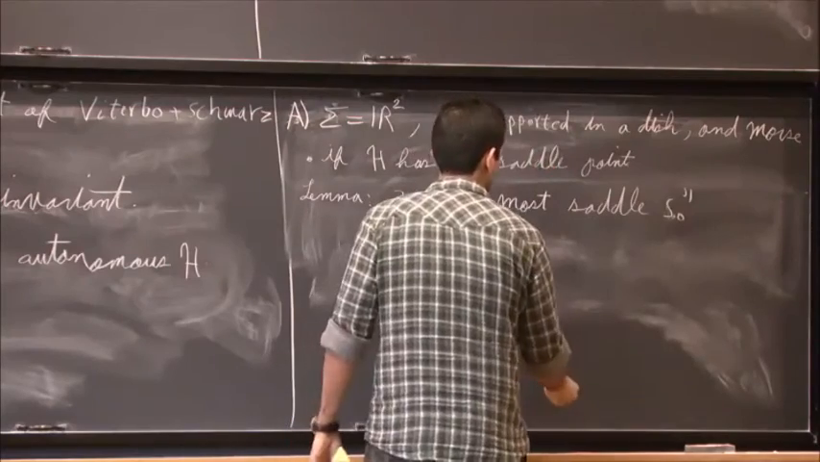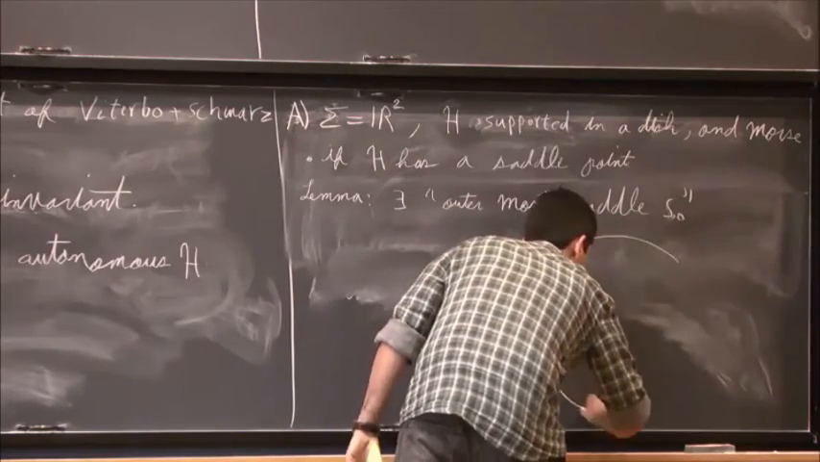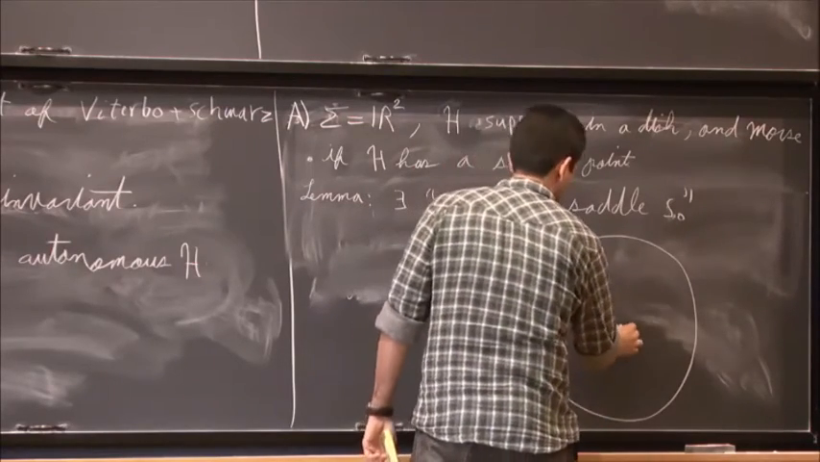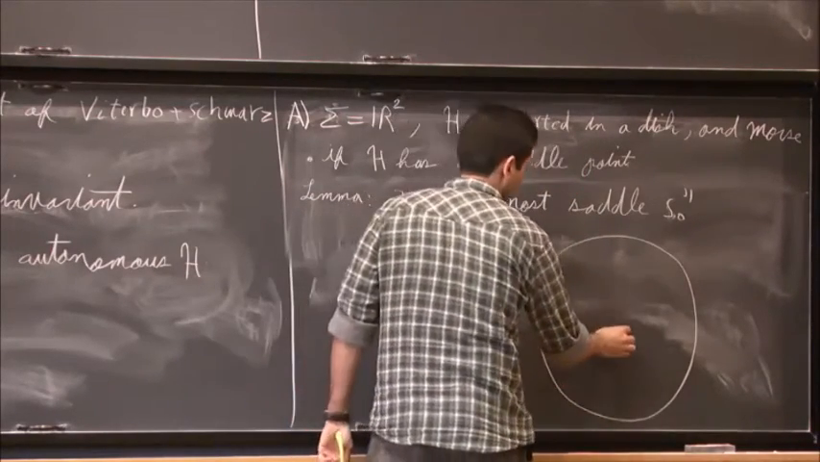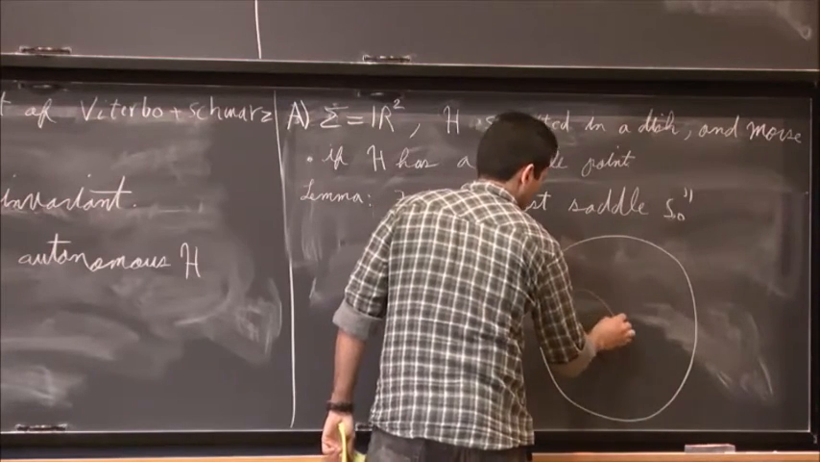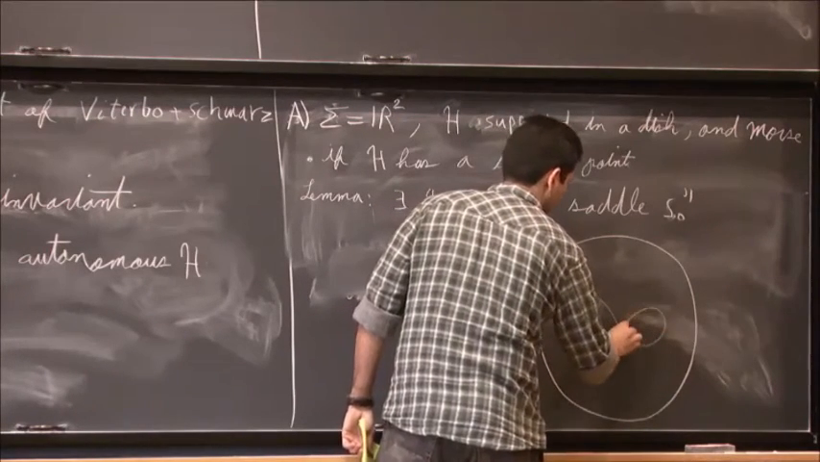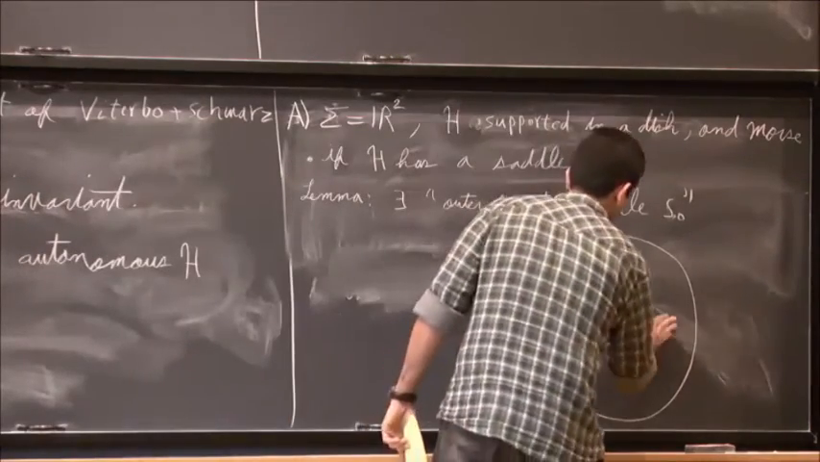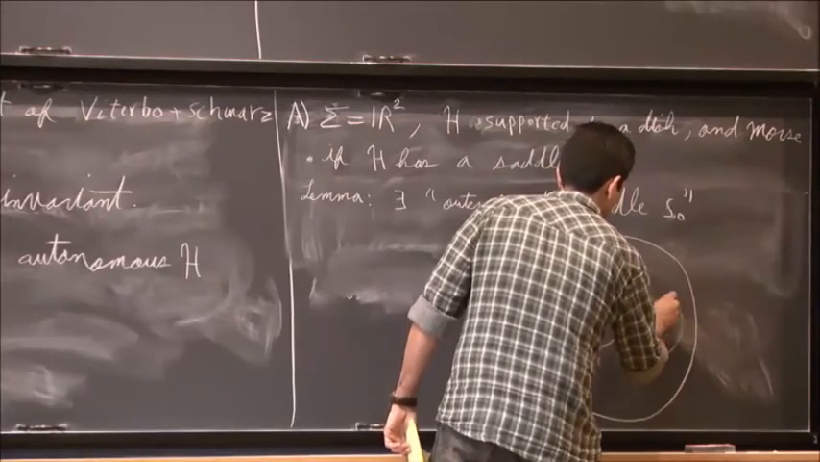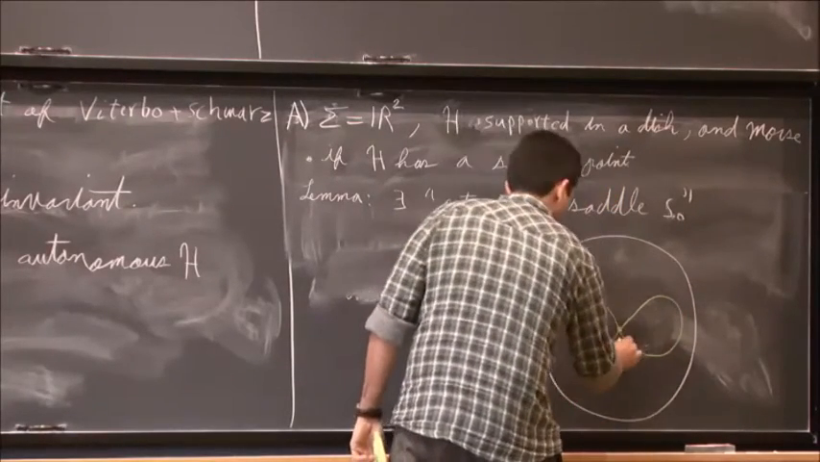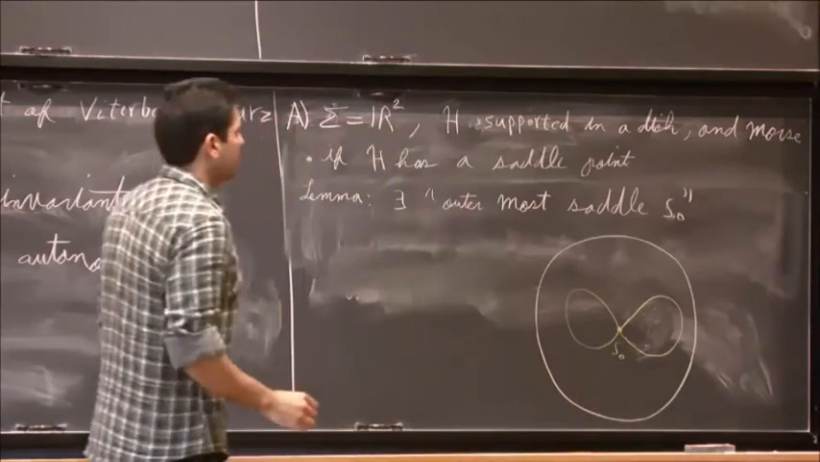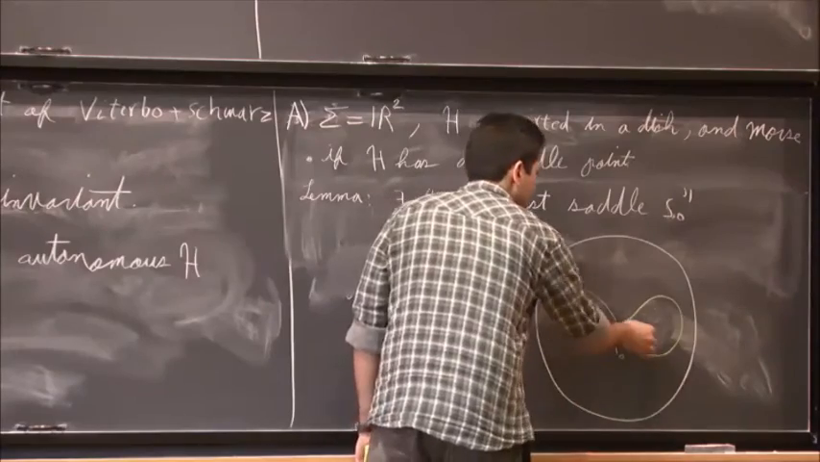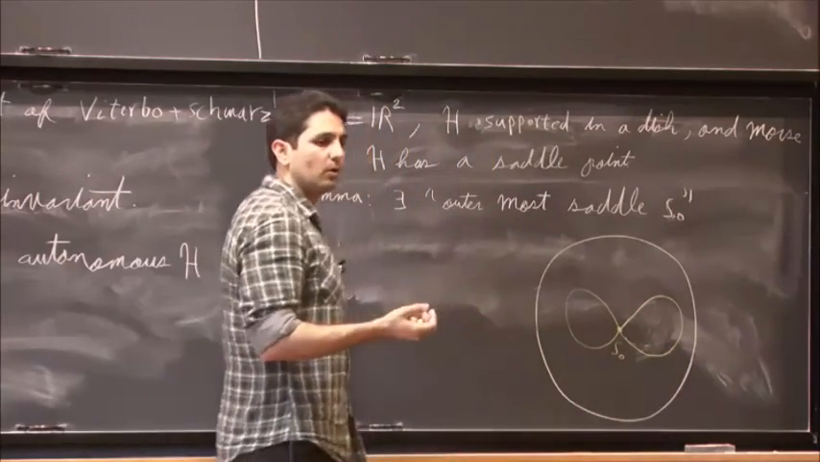So here's what I mean by outermost saddle. Here's the disk where the support of H is. Given a saddle point, its level set is kind of like two circles pinched at the saddle point. One might be inside the other, but I'll draw it this way. Maybe I should draw it a little bigger. And here's S0. I'll say it's an outermost saddle if there exist no critical points of H outside these two pinched disks. And such a saddle point always exists.